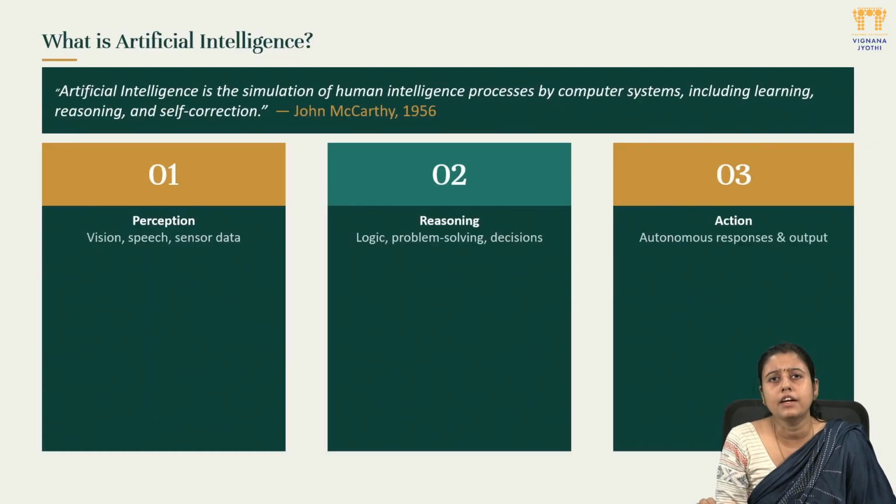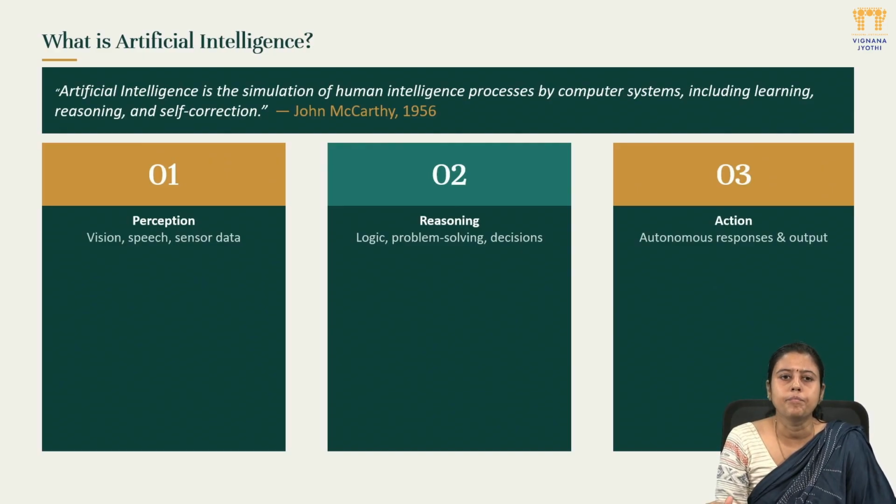Before starting about machine learning, we will start with artificial intelligence. Nowadays, this word AI is a big word in our current world. But what is AI, or what is artificial intelligence? First, artificial intelligence is the simulation of human intelligence by computer systems, including learning, reasoning, and self-correction. So there are four things under AI. And what are the four things?